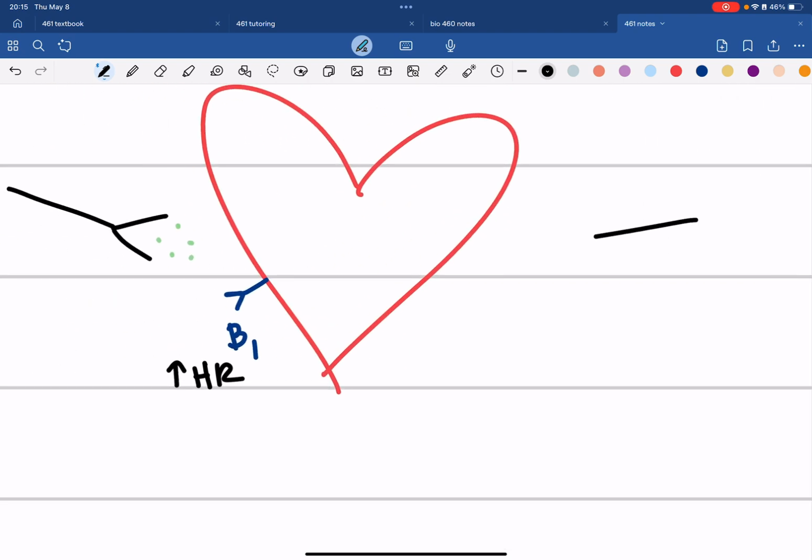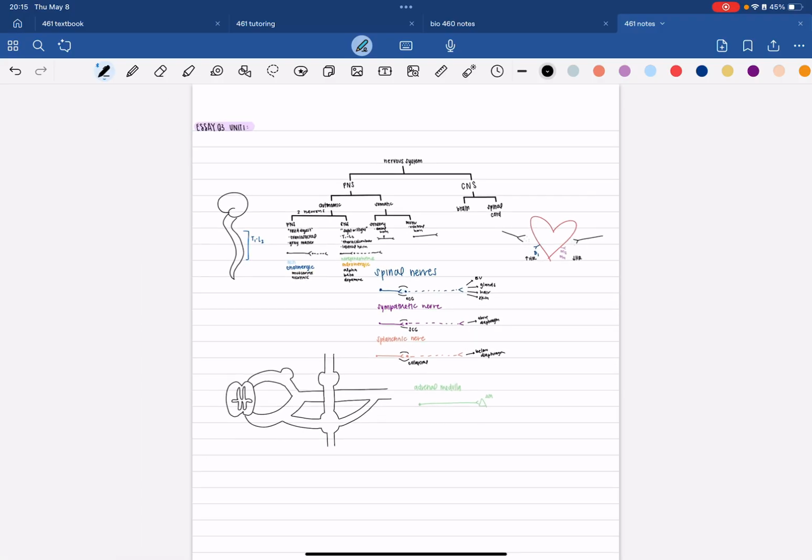Then on the other side, if I had a parasympathetic response, I'd release acetylcholine, and that would bind to a muscarinic receptor. In this case, we have two, either M2 or M4, and that would initiate a parasympathetic response of decreased heart rate. That's what would happen.